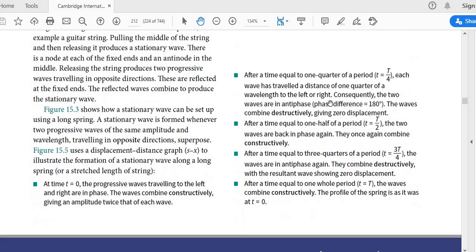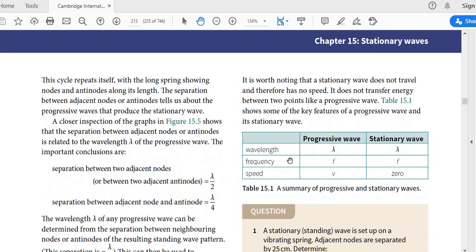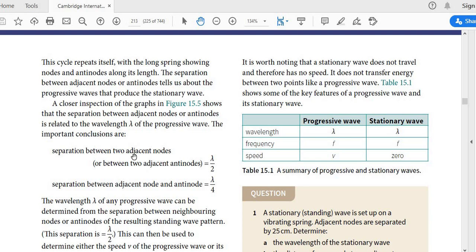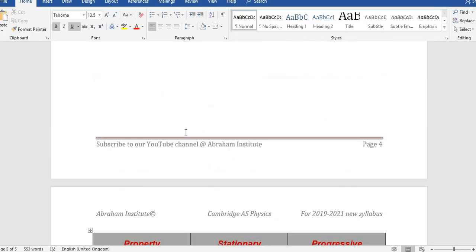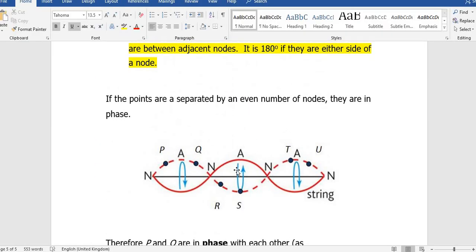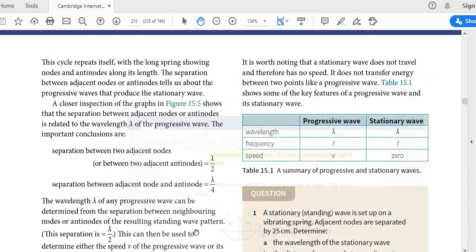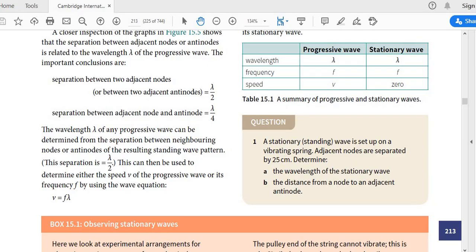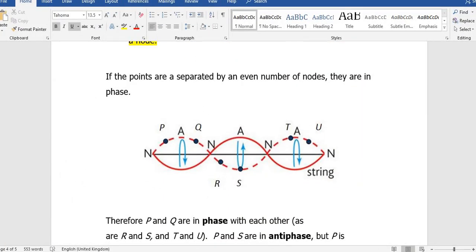Okay, let's continue. So actually that is what is explained here. All this explanation is for that. And here you can see the separation between 2 adjacent nodes or between 2 adjacent antinodes. So between 2 nodes or antinodes, it's pi over 2. Okay, let's have a look at the diagram again. Between 2 nodes or 2 antinodes. Alright, so if this is confusing, just stick to what I explained. Okay, that's easier to understand.